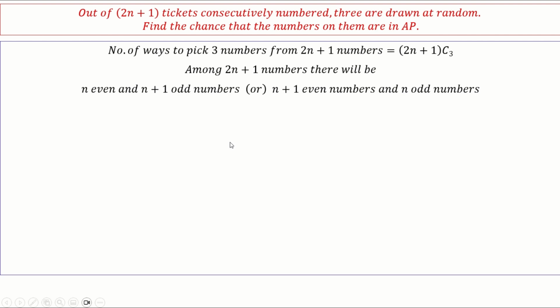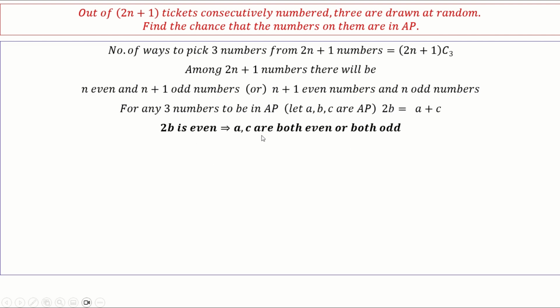Now if 3 numbers A, B, C are in AP, then we know that 2B equals A plus C, correct? And 2B is always an even number. So A comma C, either both can be even or both can be odd. There is no other combination possible. So A comma C should be picked from n odd numbers or n plus 1 even numbers, or the other way, n plus 1 odd numbers and n even numbers. But you cannot pick one even and one odd, because even plus odd is odd, and 2B is even, so it's not possible.